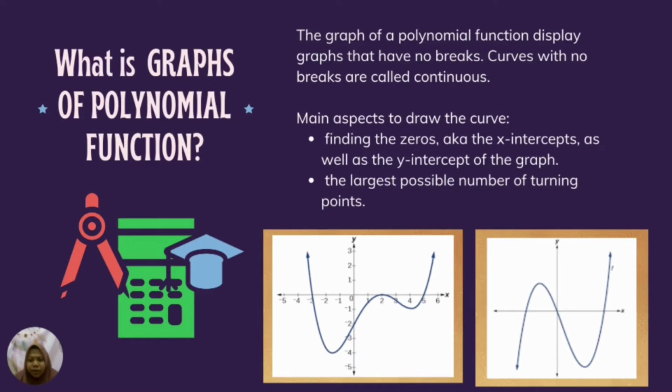There are several main aspects of this type of graph that you can use to help put the curve together. We will be looking at finding the zero, or what we call the x-intercept, as well as the y-intercept of the graph. Another important concept is to know the largest possible number of turning points. This will help you be more accurate in the graph that you will draw.